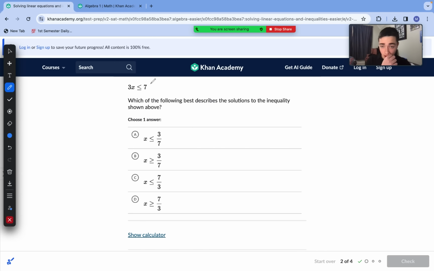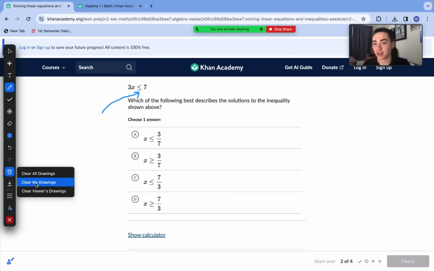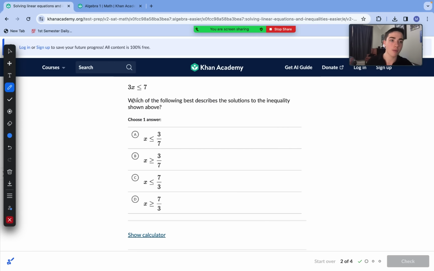Okay, moving on to our next question. We have an inequality here. How we can see this is that we have an inequality sign, less than or equal to. Same premise as our equation that we saw in the last question. We need to get the variable by itself. So what is next to the variable here? We have a 3. What is the 3 doing to the variable?